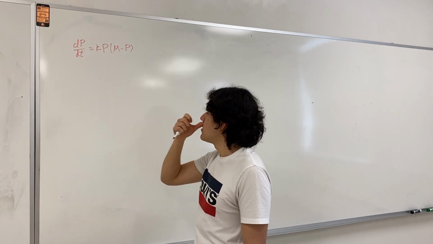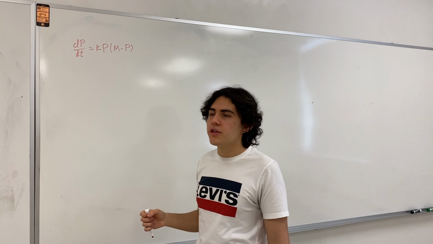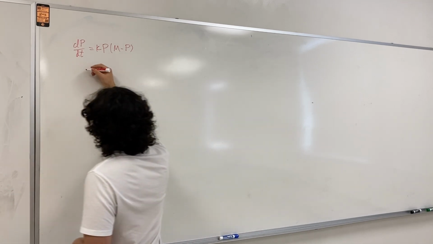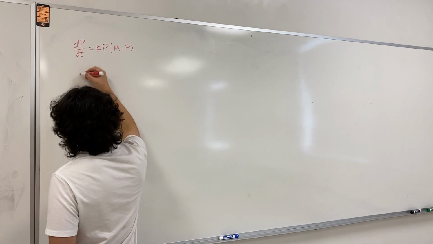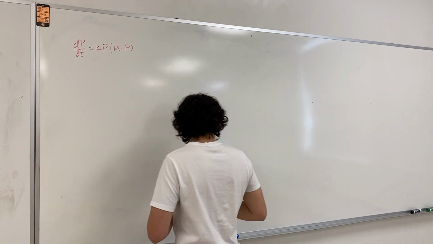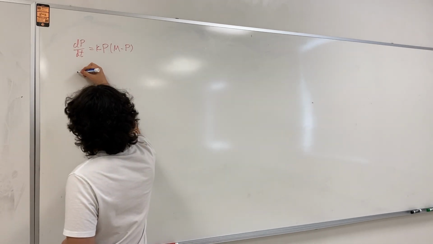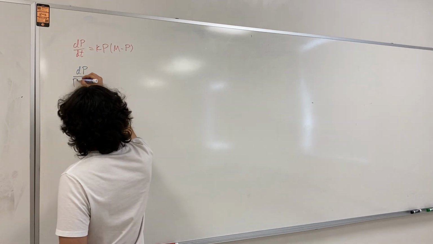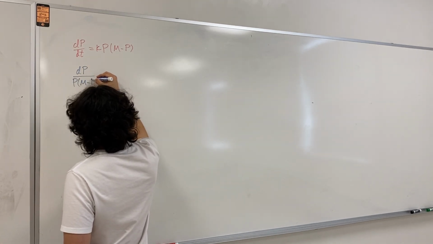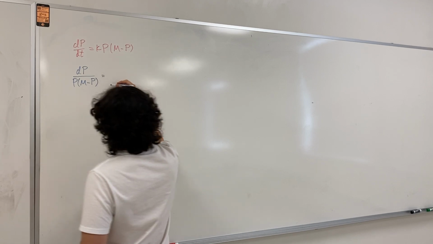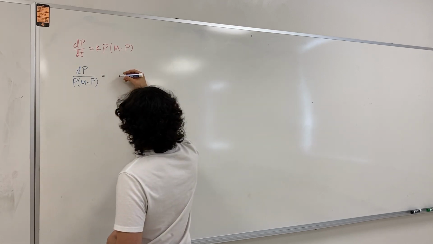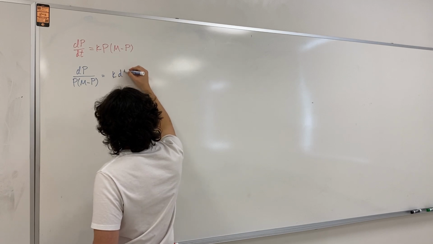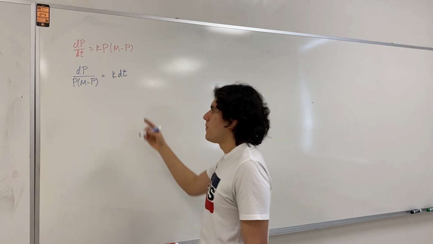So you can see that this is an autonomous differential equation, and we can solve it using separation of variables, which is awesome. I'm actually going to switch to blue now. So we can write dP divided by P times (M minus P) is equal to, and we can move dt to the right hand side of the equation by multiplying, k times dt, all right? So this is what we have.